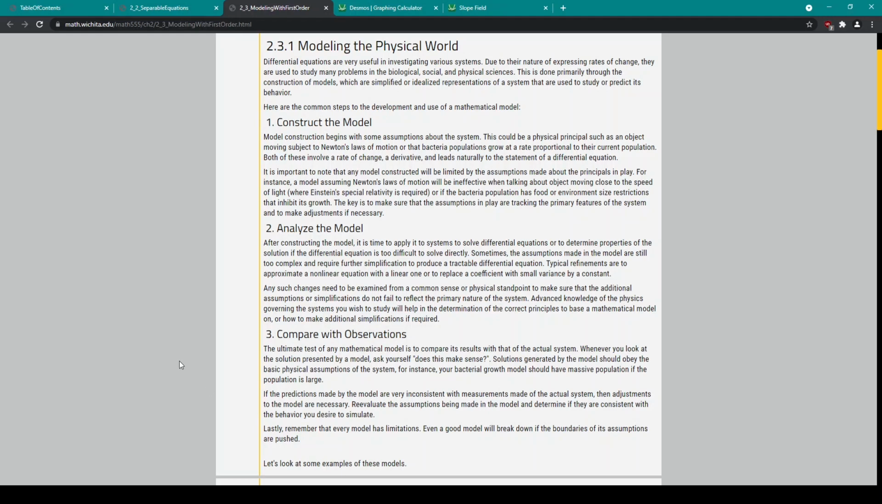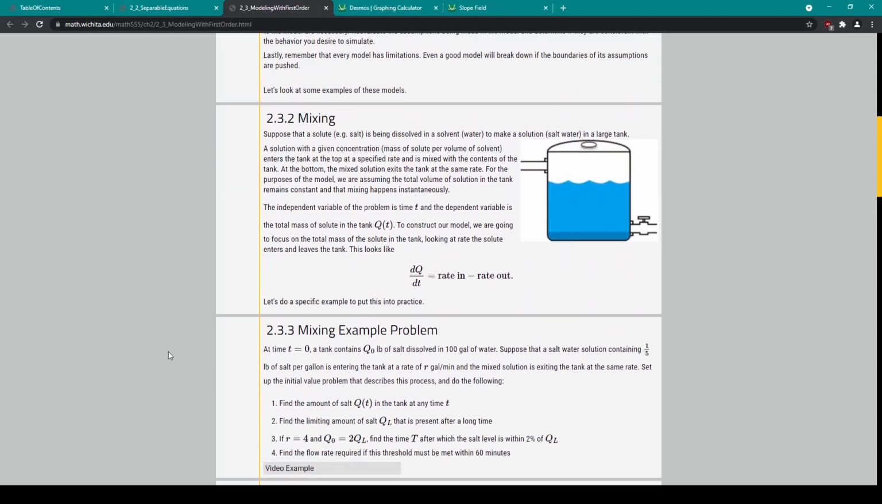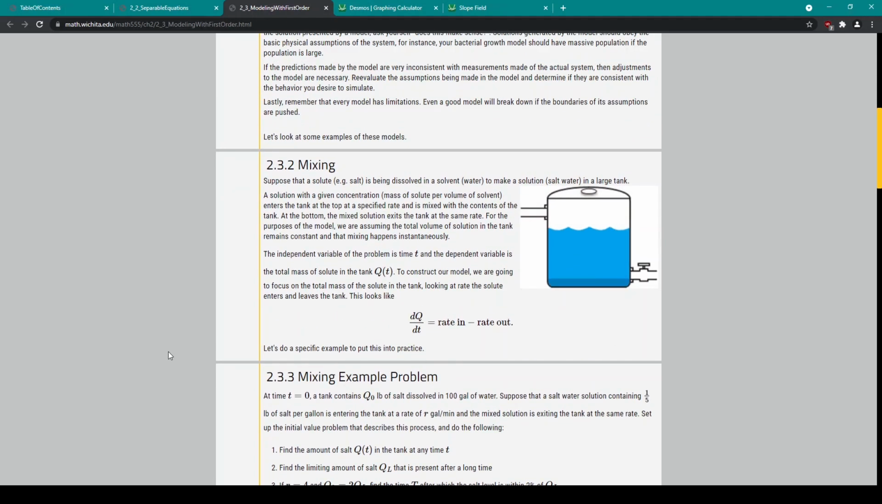Okay? All right. So let's start with one of the kind of most common and prevalent examples of modeling using differential equations. And this is the mixing tank.